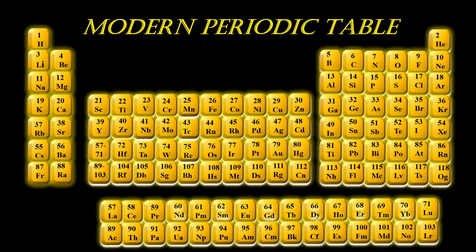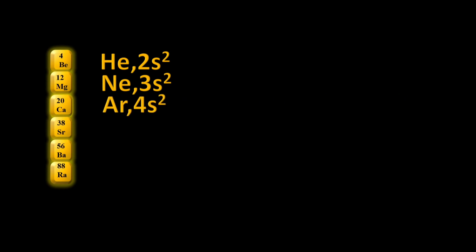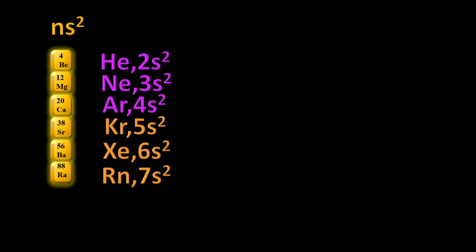Similarly, when we look at the modern periodic table and take the second group elements from beryllium to radium, we can see that for beryllium it is helium 2s2, for magnesium it is neon 3s2, calcium argon 4s2, and for strontium it is krypton 5s2, and for barium it is xenon 6s2, and for radium it is radon 7s2.